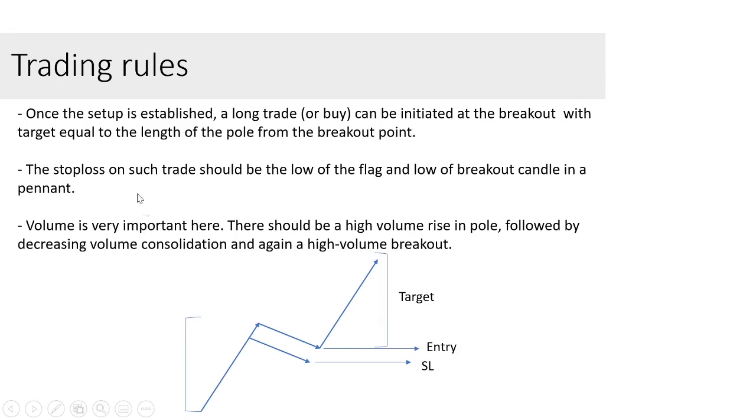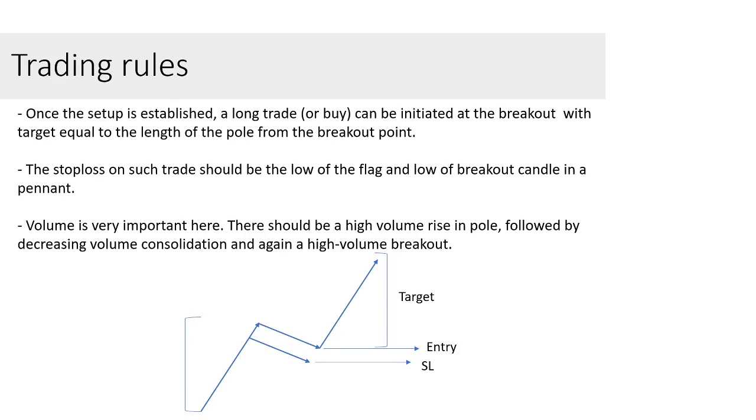Now here are the trading rules. So once the breakout happens, that becomes your entry. Your stop loss is the low of this flag for aggressive traders, and for conservative traders you can keep the stop loss below the breakout candle. That is also fine. The target becomes the height of the pole, that is, this height becomes the target here. Volume is very important. The volume in this area should be decreasing. If it is not decreasing, then it is not a valid flag or pennant pattern.